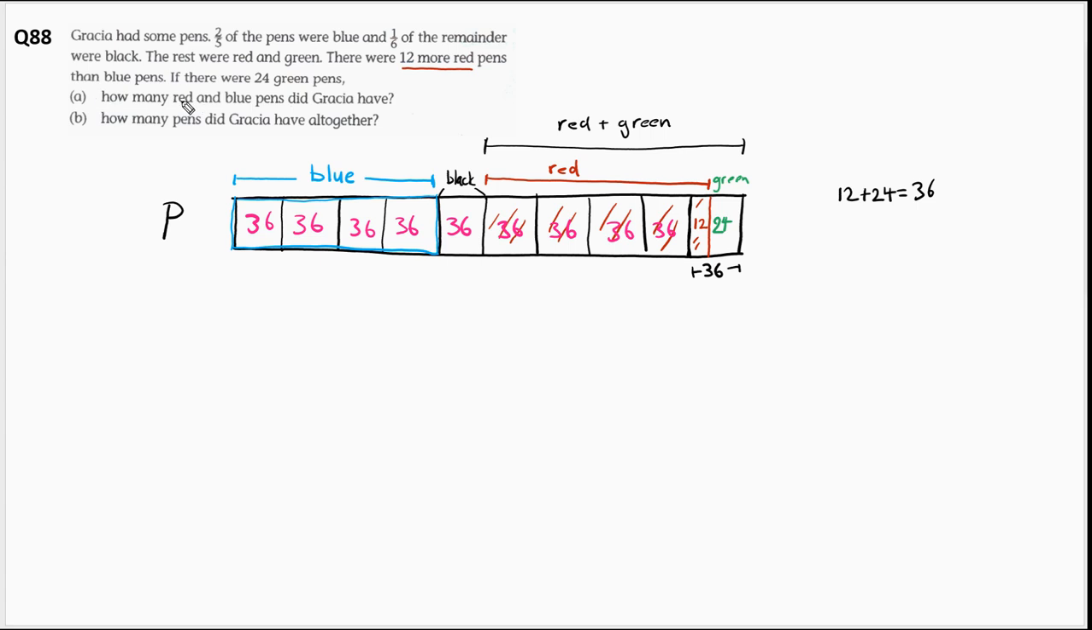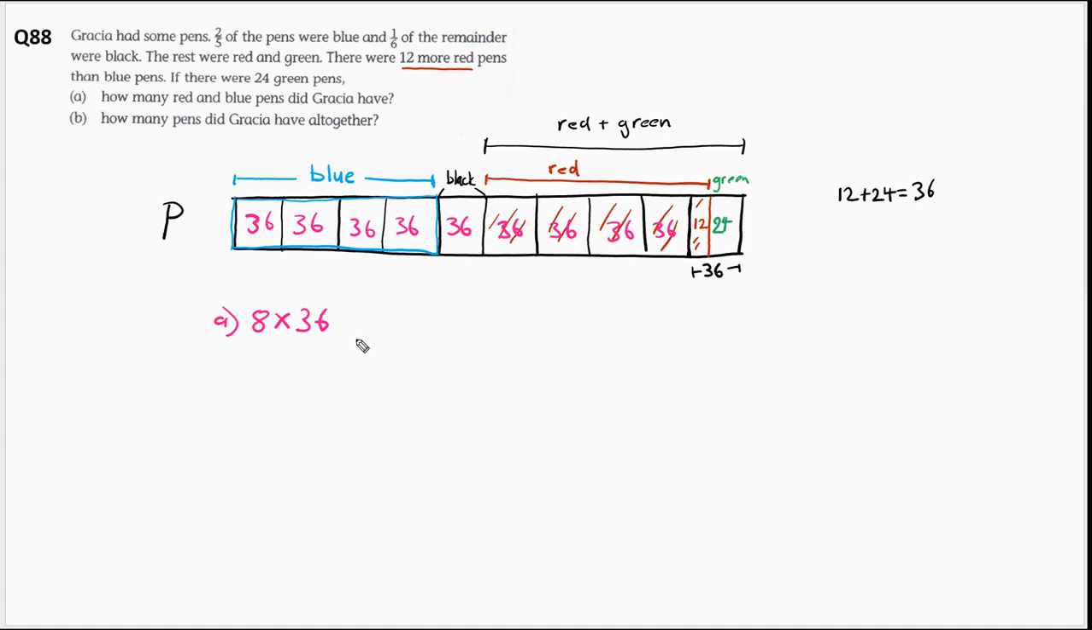So the question, we've got 2 questions. One is, how many red and blue pens did Gracia have? Well, we can do this a number of different ways. We could count up the number of equal parts that are blue and red. So that would be 1, 2, 3, 4, 5, 6, 7, 8. Okay, so if we look at, this is A, we've got 8 times 36. Okay, 8 of those equal parts.